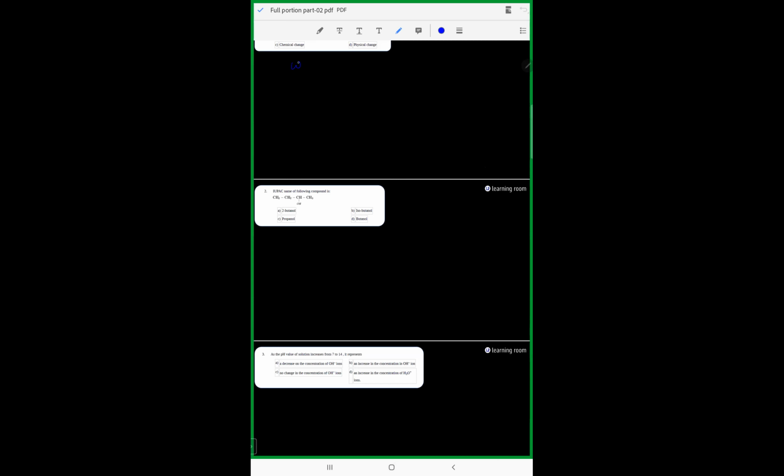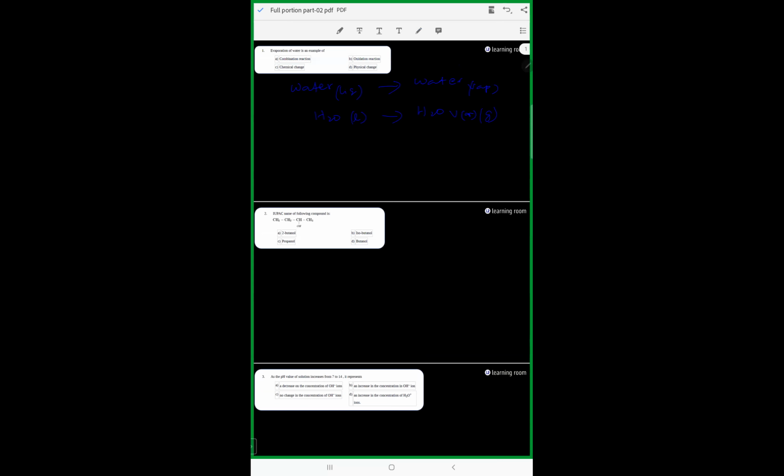Here, water liquid is changed into water vapor. So H2O liquid can change to H2O vapor or gas. So what happened here? No new substance is formed. Only it changes the state, physical state. So what are the physical states? Solid, liquid, and gas. These are the three physical states. So what is the answer? It would be physical change. So physical change, correct.